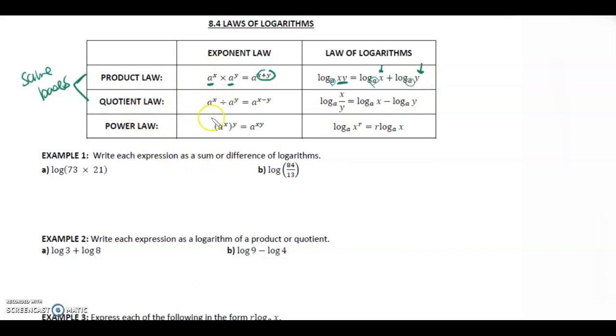Okay, quotient law. a to the x divided by a to the y, what we're doing is subtracting the exponents. Likewise, the same thing's going to happen when we do laws of logarithms. If we have x divided by y, so log base a of x divided by y, it's now going to break down into subtraction: log base a x minus log base a y.